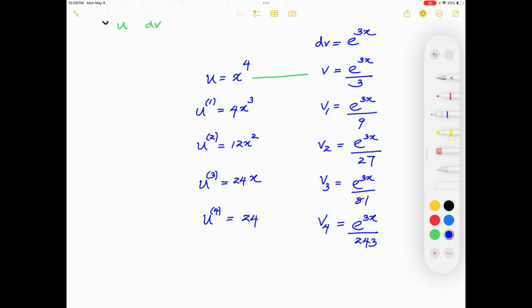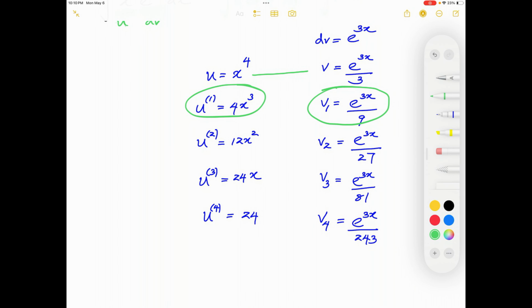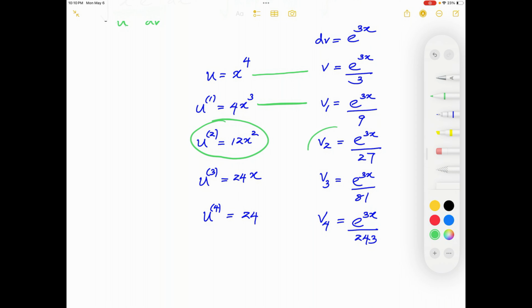Alright, next, remember, I will have to multiply the corresponding u's and the v's. u times v will be multiplied straight across. And then the first derivative of u will be multiplied by the first integral of v straight across. Once those two are multiplied, then we will look at the second derivative of u and the second integral of v. Those two should also be multiplied straight across. And then u3 and v3 will be multiplied. And then u4 and v4 will be multiplied.